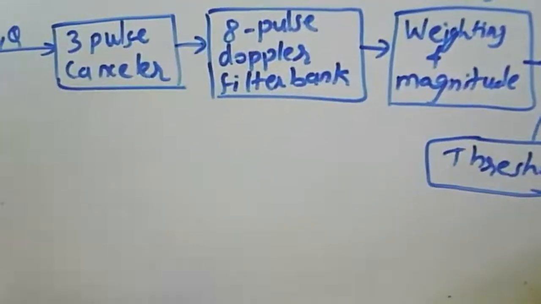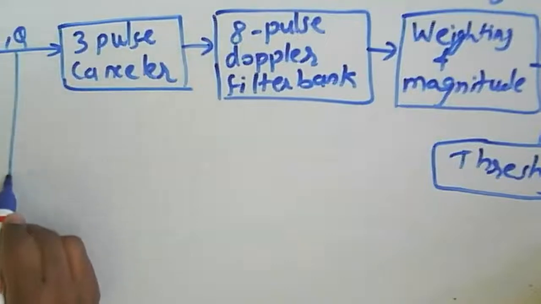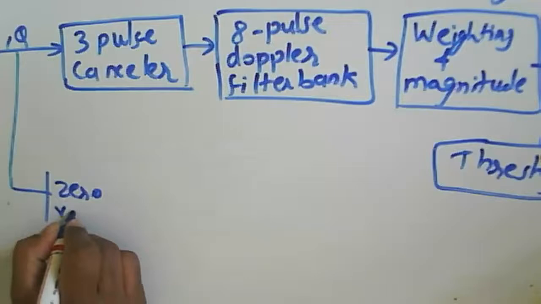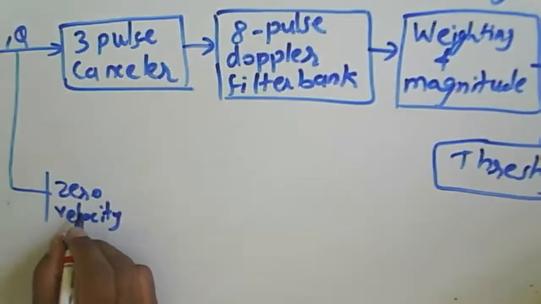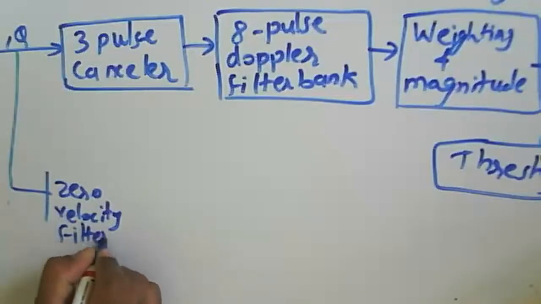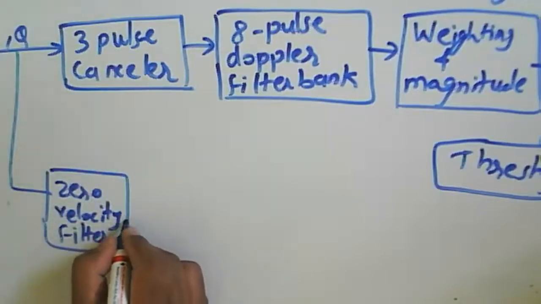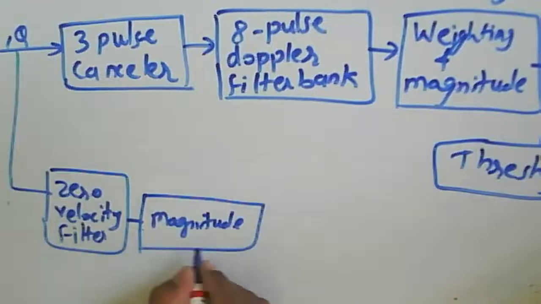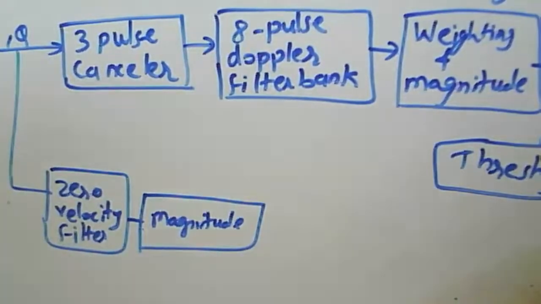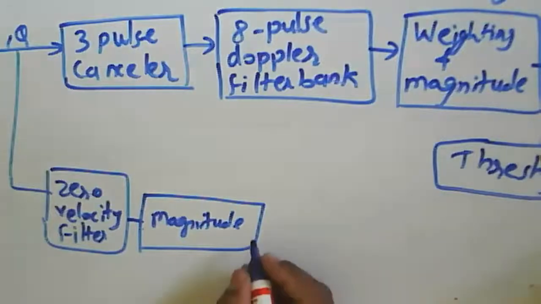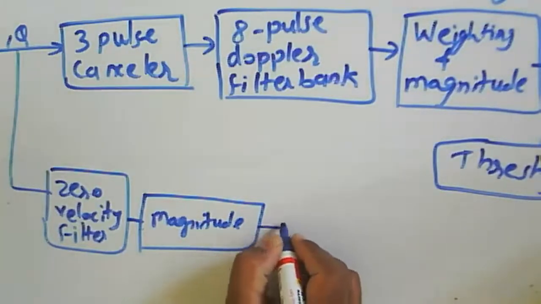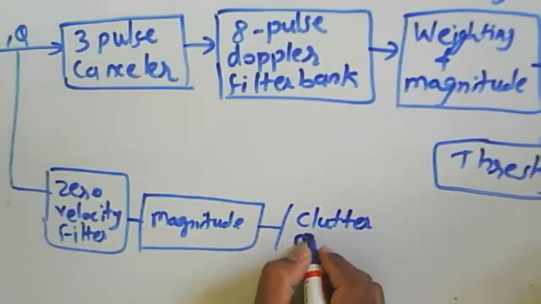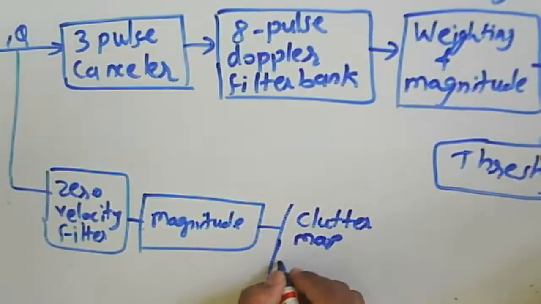Okay. Then I and Q, we consider the zero velocity filter. Then we have what will be the magnitude there, because the target is whether it is moving or not. So that's why what will be the velocity of the given particular target. Whether it will be from the stationary signal, so that's why a clutter map, recursive filter.